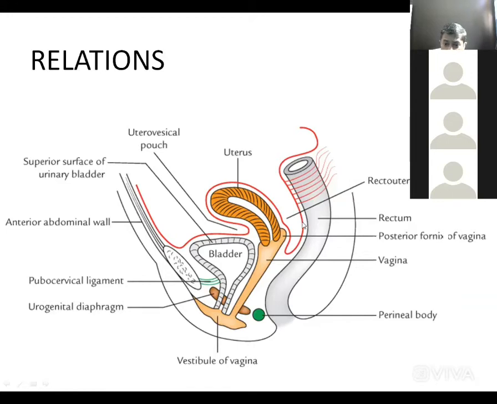Also, one more fold is there, that is between the rectum and the vagina. The rectouterine fold and the rectovaginal fold, and the uterovesical. Vesica means bladder.